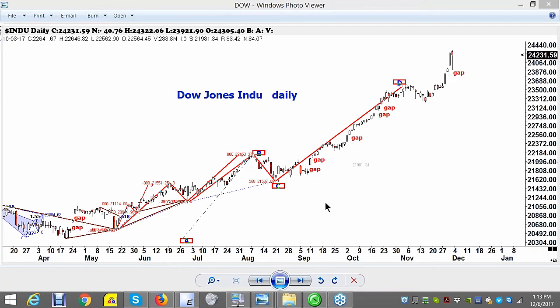You have a continuation gap when you have moves like this. Well, this is all breakaway. Well, here's a continuation right here. There's a breakaway, and then the rest of them are mostly continuation.